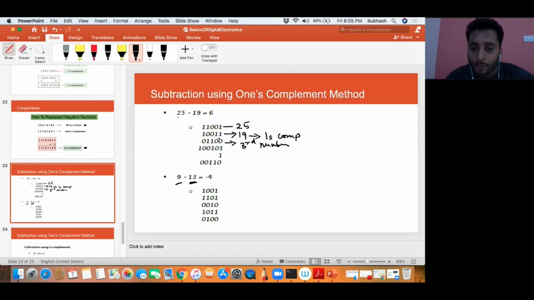Okay, then once you get the ones complement, you have to add the first number and the third number. You will get the answer. Then take its carry and add it to the result. You will get the final answer, which is nothing but 6.